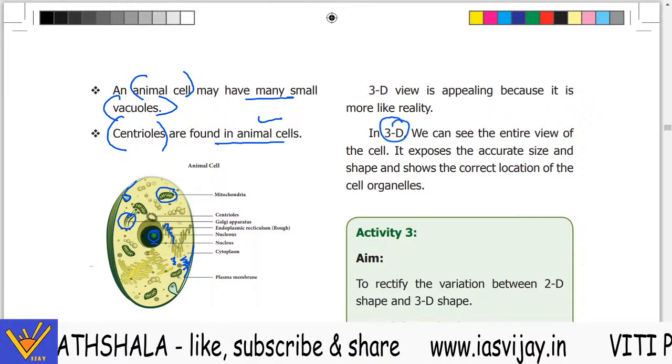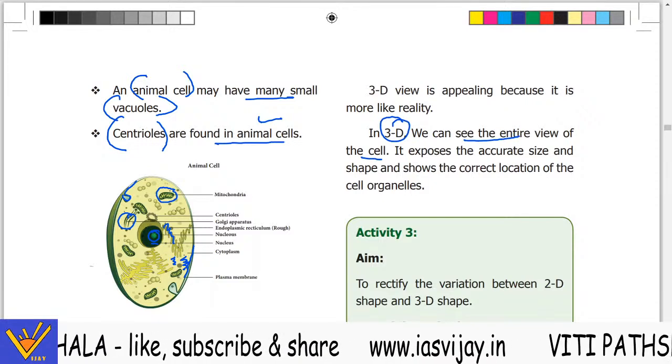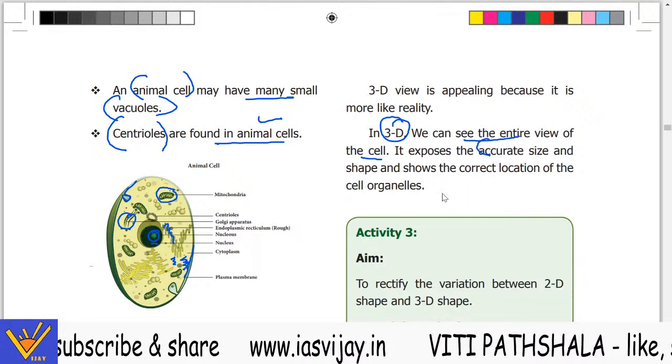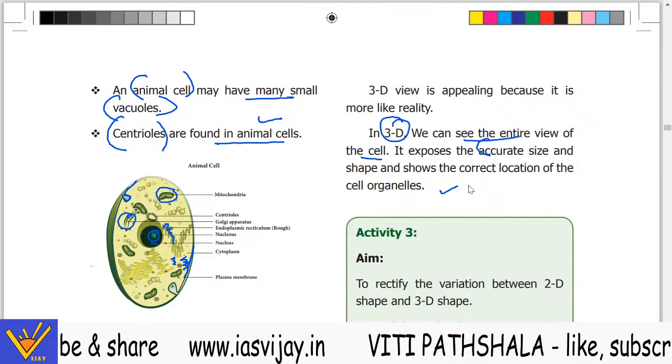Now in 3D we can see the entire view of the cell. It exposes the accurate size and shape and shows the correct location of the cell organelles.